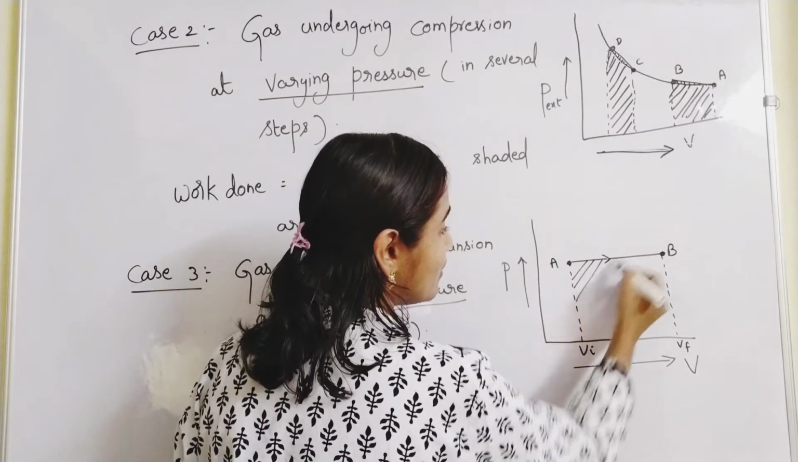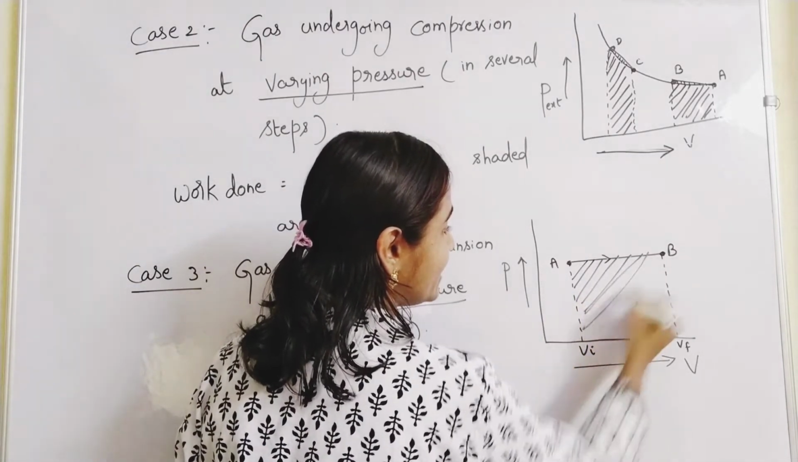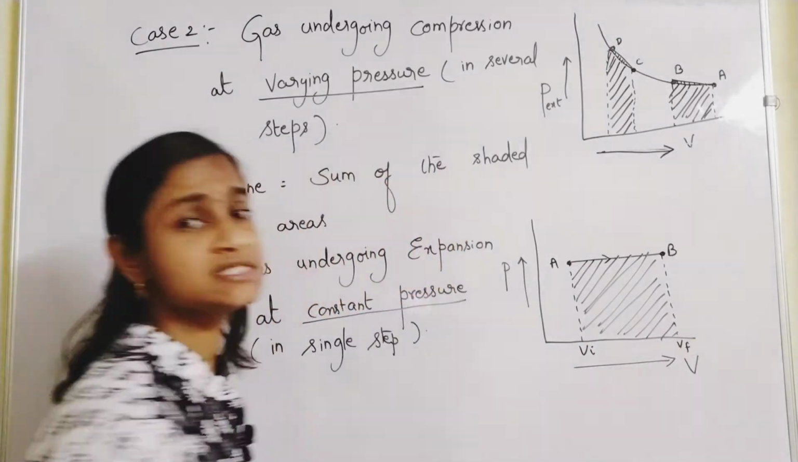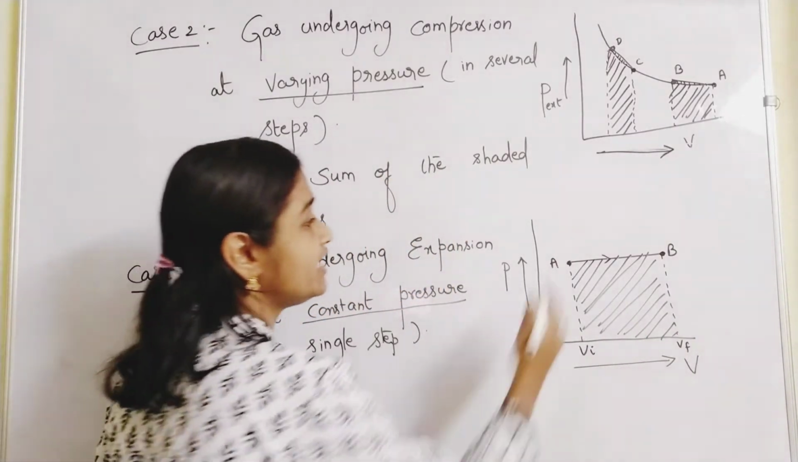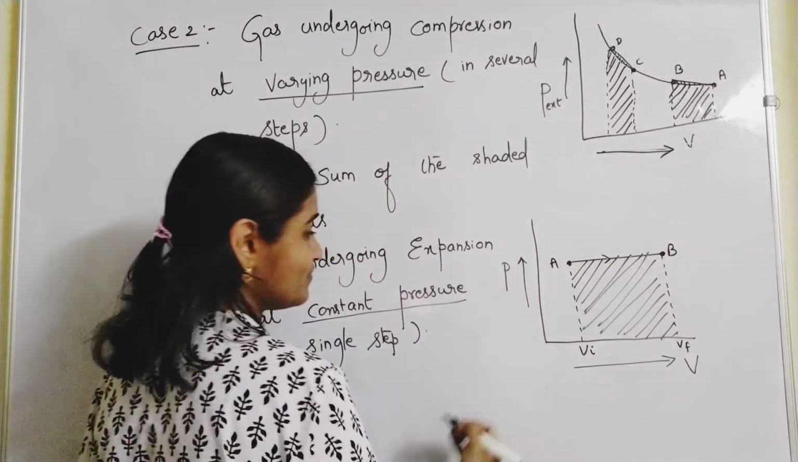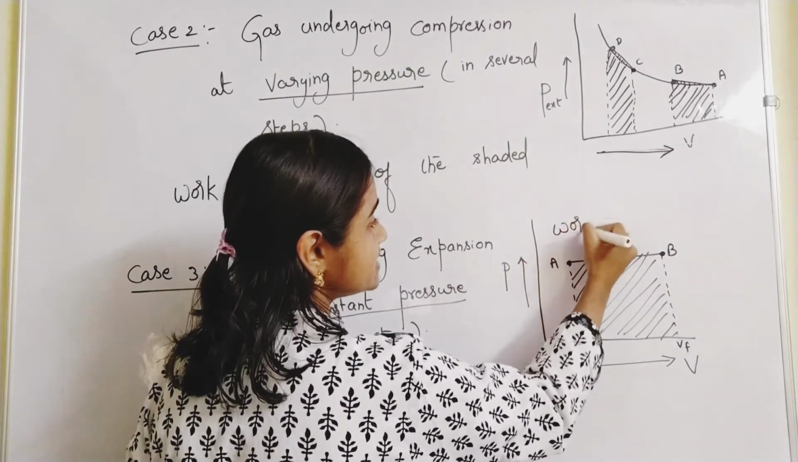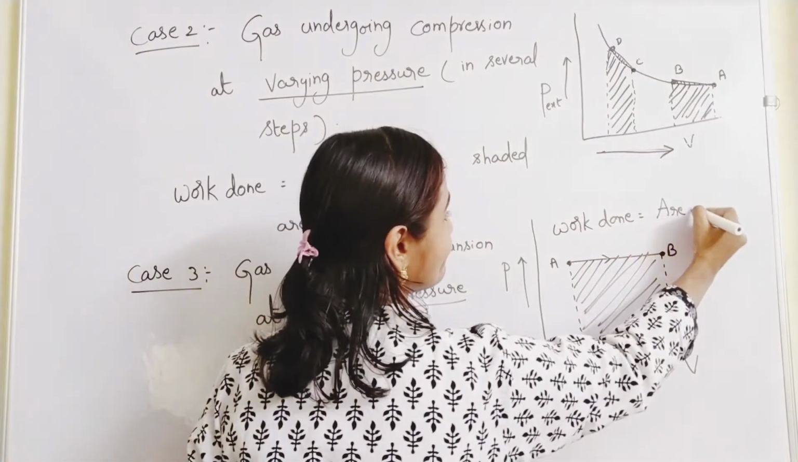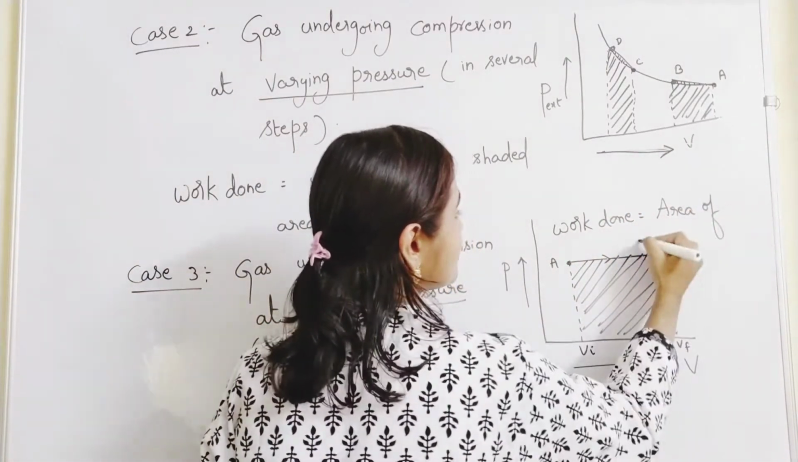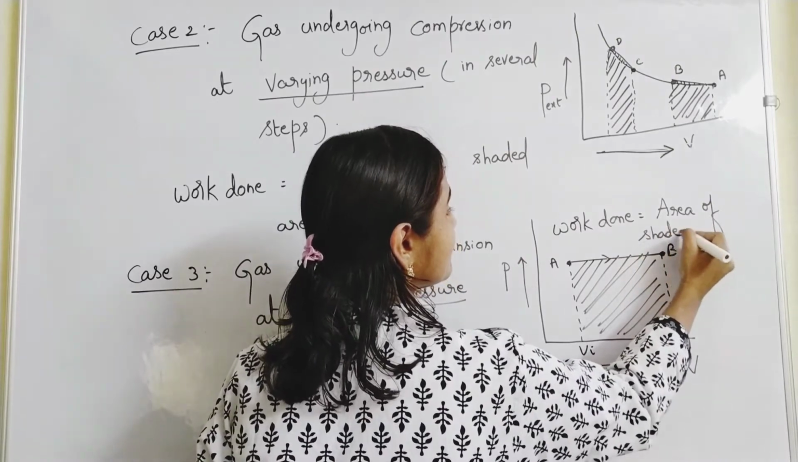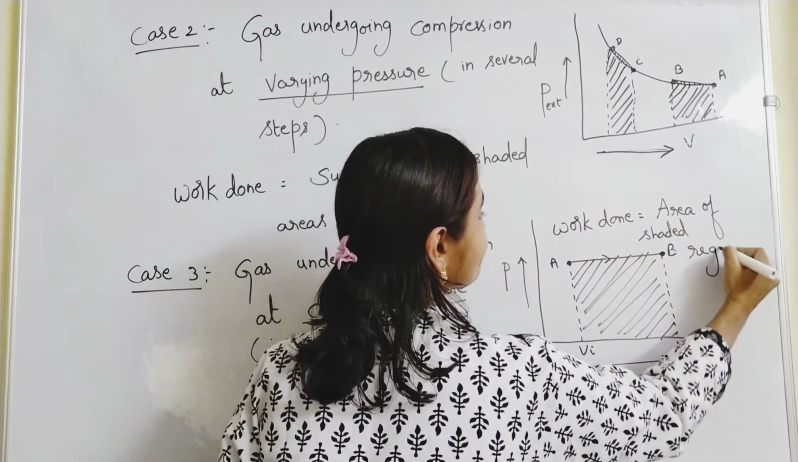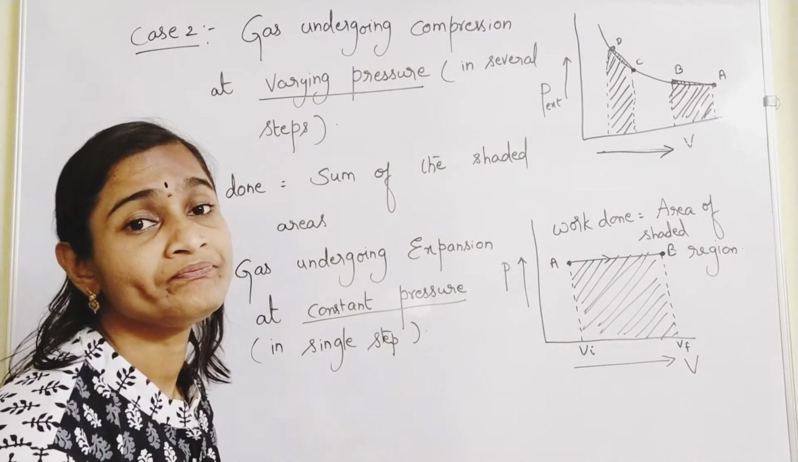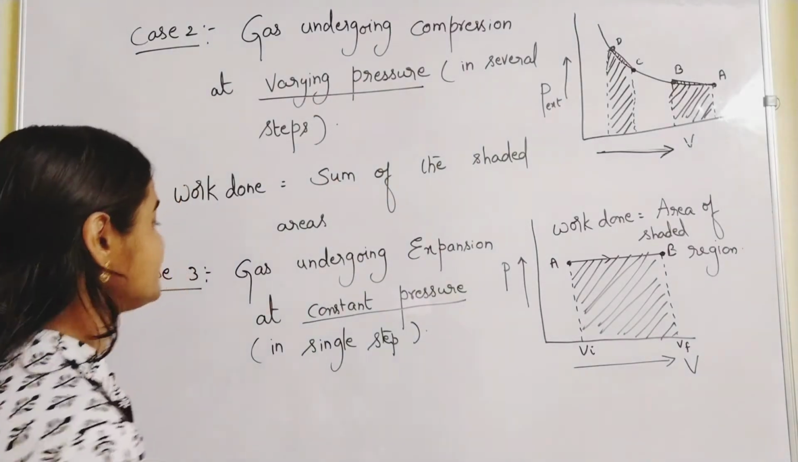Okay, now again the shaded area will give you the amount of work done. Same process. Shaded area. So here also, what is the work done? Work done is equal to the area of the shaded region. Okay, case 3 is finished.